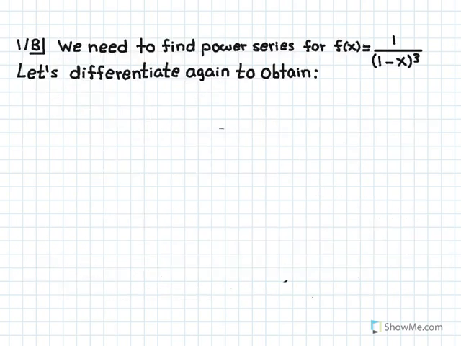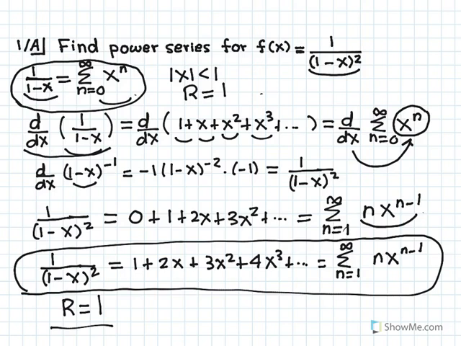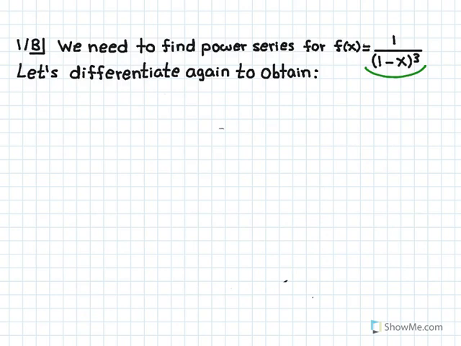Now, part b, we would like to find the power series representation for the function f of x is equal to 1 divided by (1 minus x) to the power of 3. Now, to obtain (1 minus x) to the power of 3 in the denominator, if we go back to the result in 1a, we have 1 over (1 minus x) to the power of 2. If we differentiate that with respect to x again, we're going to get (1 minus x) cubed in the denominator. So that's the motivation for differentiating the result of 1a to get 1b. All right, so we have d dx of 1 over (1 minus x) to the power of 2.